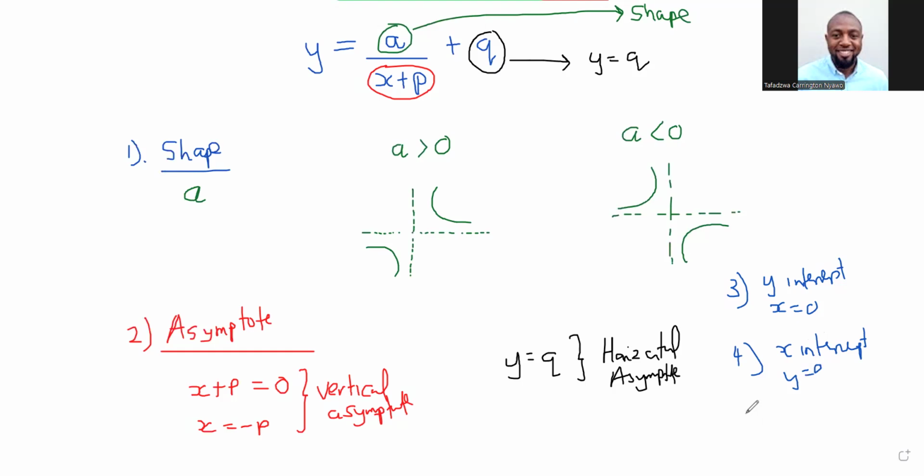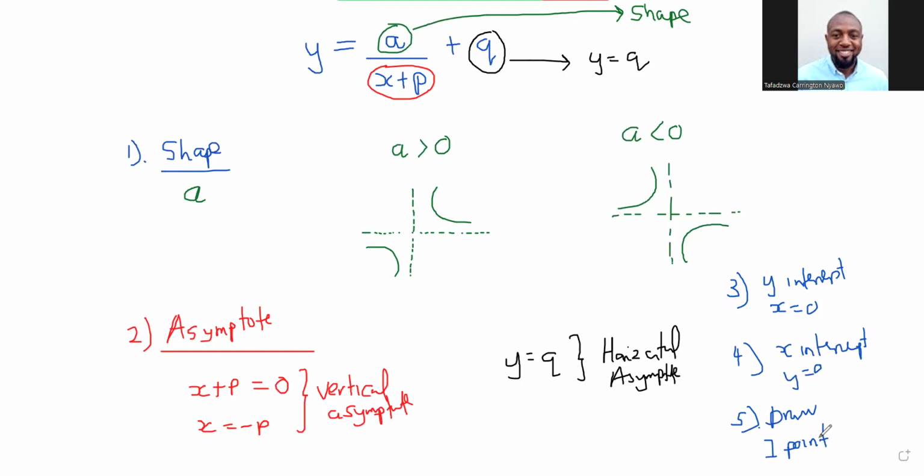And then the last step, of course, will be to draw the newly formed graph. Make sure that each branch has at least one point. Then I am done. So these are the golden rules for sketching a hyperbola. If you follow these steps, definitely you will get your graph right.